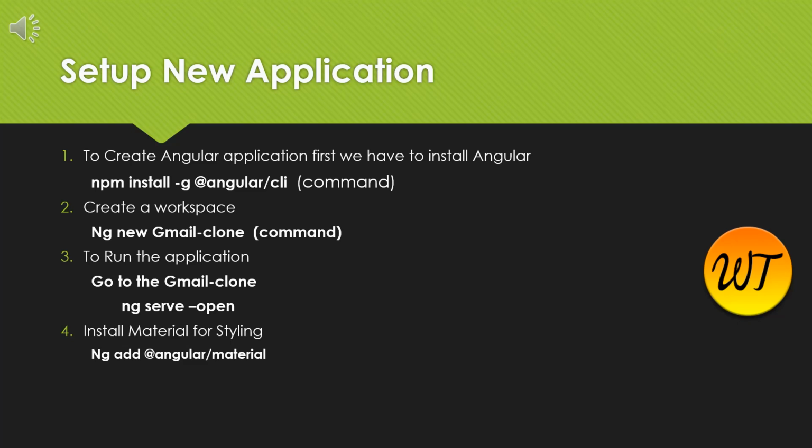First, we have to install Angular by giving the command npm install -g @angular/cli. That is the first step. Then the second step is, once we have installed Angular, we can check the Angular version by using ng -v. And then we have to do ng new, then the app name. So here I am going to give Gmail-clone. So we are going to build the Gmail clone with the help of Angular.